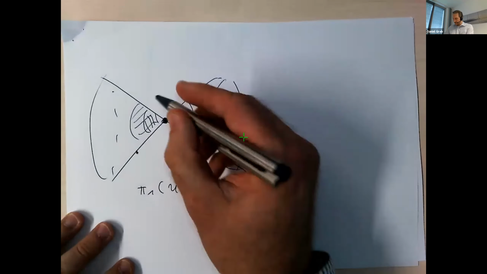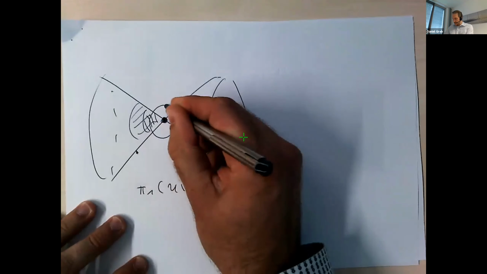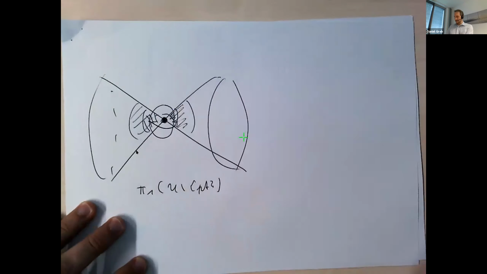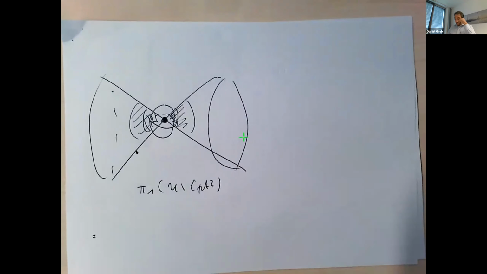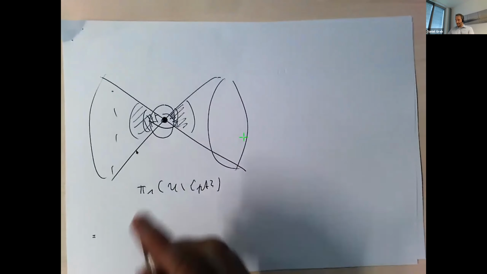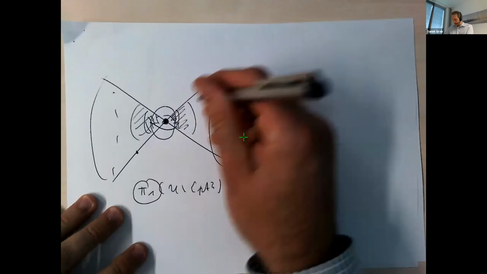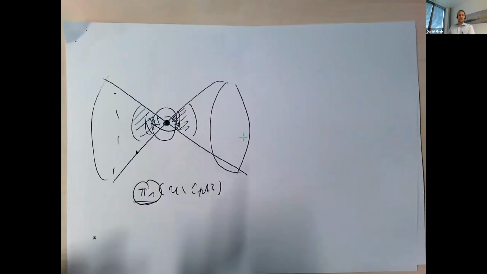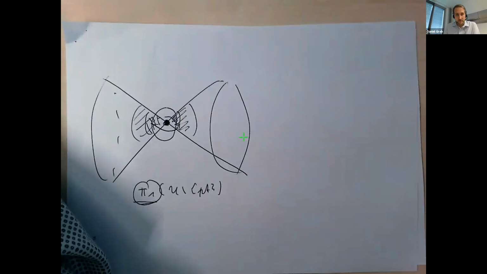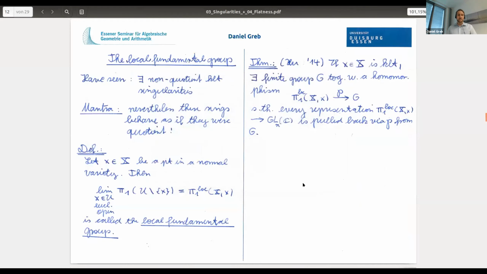So you can compute this as follows. You take a sphere around this singular point, and then if it's small enough, this has some pi 1. You intersect it with the singular set, it has some pi 1, and that's the local fundamental group. So it's really somehow the topology, the fundamental group, that is hiding in the singular point. And we call this the local fundamental group. Yeah, and in which sense are these KLT singularities like quotient singularities?